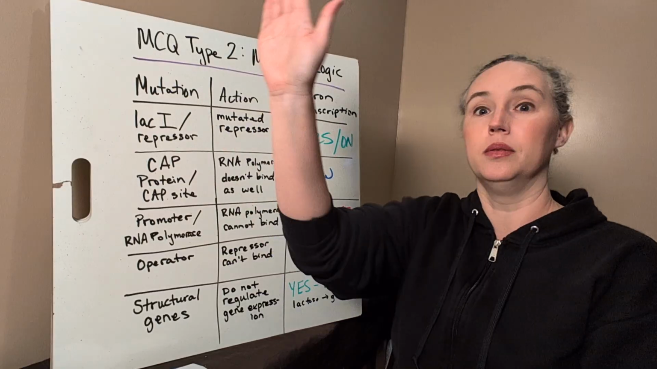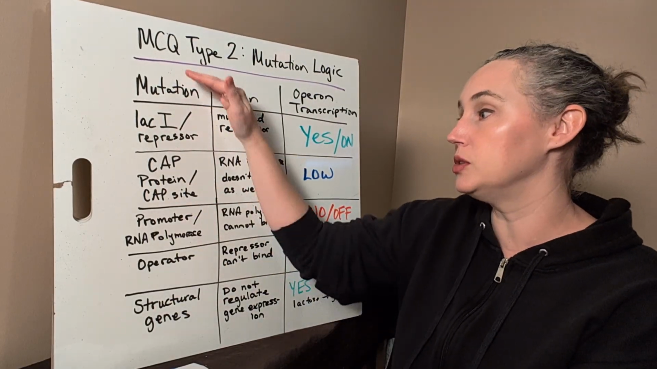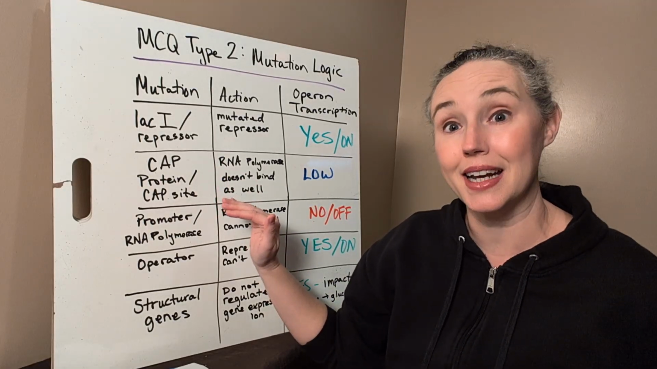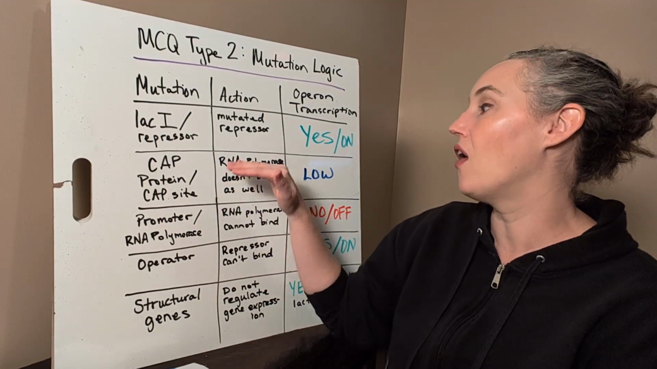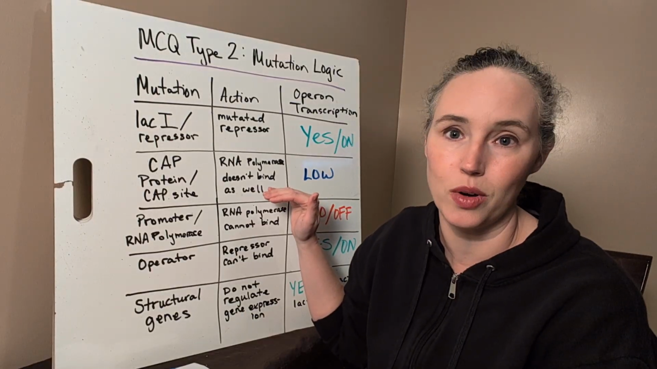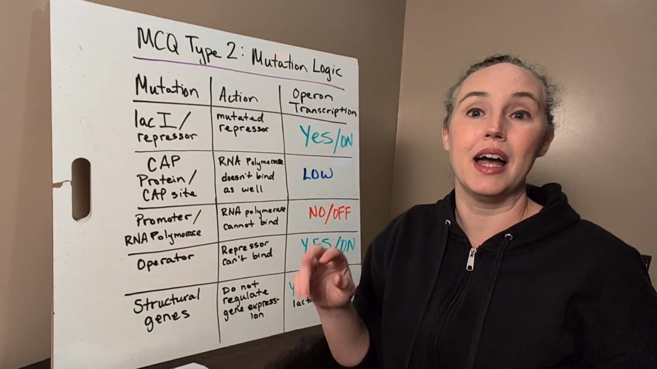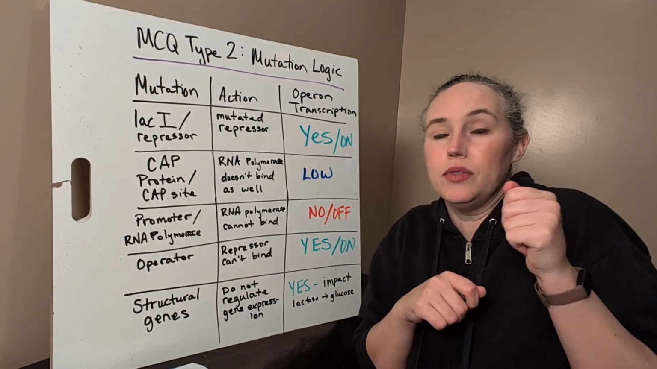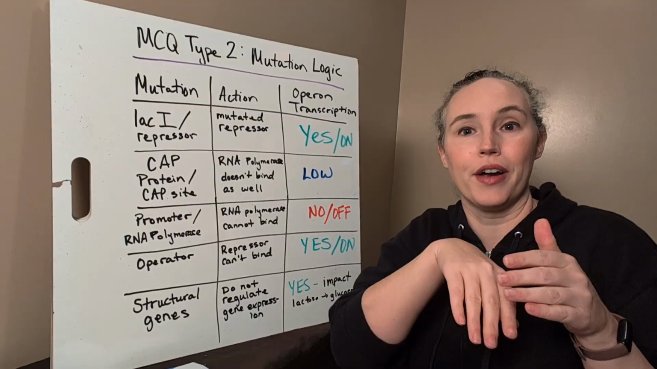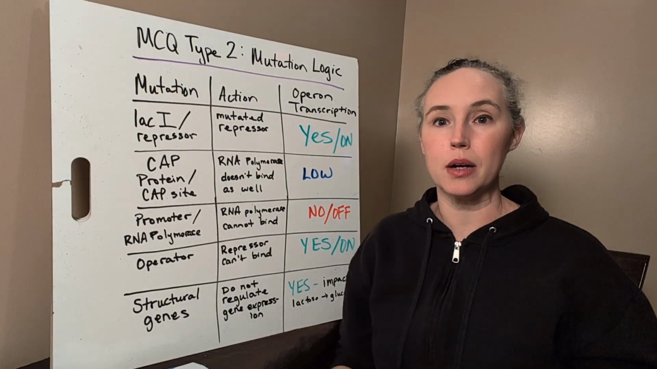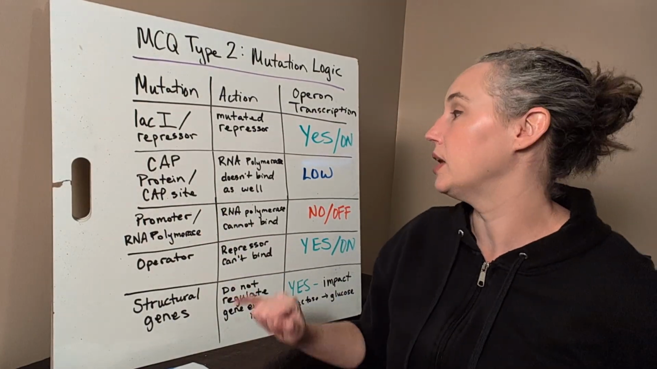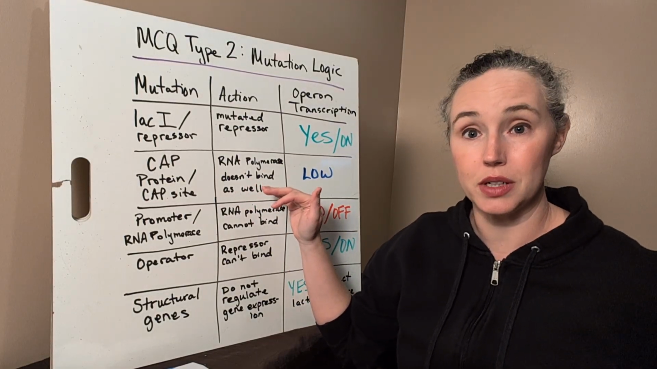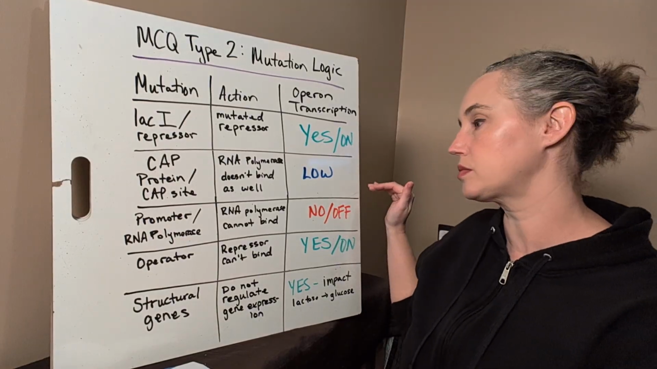If we move down the line, there is a mutation in either the gene that codes for the CAP protein or the CAP site itself, then RNA polymerase is not going to be able to bind as well. It's kind of like if instead of having a giant flag saying, hey, come over here, you just have a tiny flag, or your flag is on the ground. Or you don't even have a flagpole if the CAP site is messed up, right? So RNA polymerase won't bind as well, so you may have transcription if lactose is present, but it'll be low.